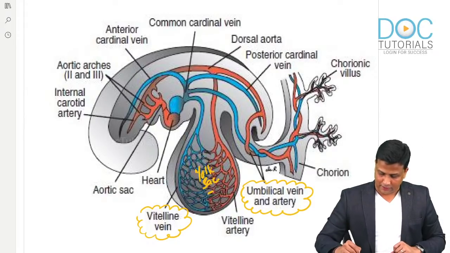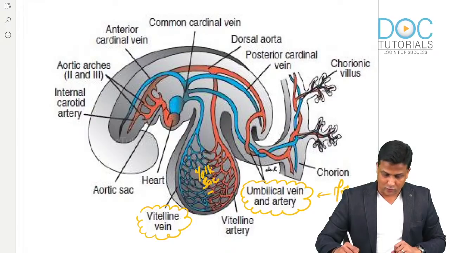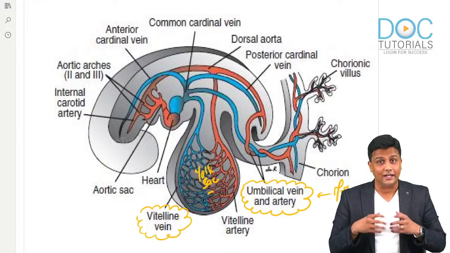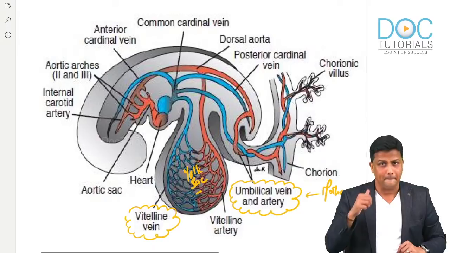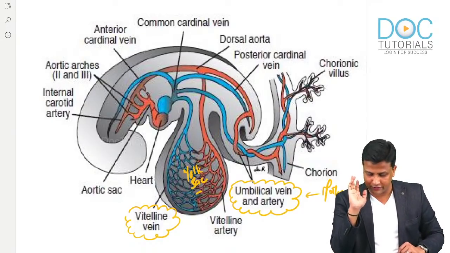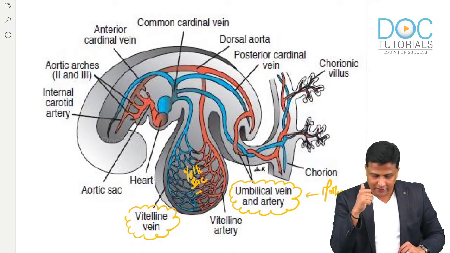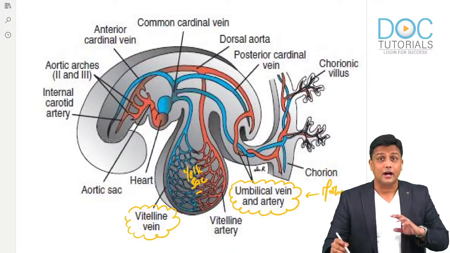So umbilical veins bring the blood from the mother, whereas the vitelline vein collects the blood from the yolk sac, guys. There are 2 sets of veins completed. Now welcome to the third set of vein here. That will be your cardinal vein.